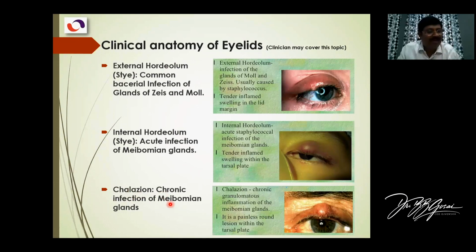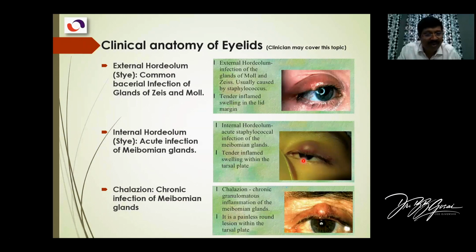Chalazion is mostly for the meibomian gland. Now you know what the meibomian gland is: a sebaceous gland, and its chronic infection is known as chalazion. As you can see, the redness is not so predominant here. It will be explained by a clinician, but I'm just showing how it looks. But once the redness takes place like this, both are acute conditions.